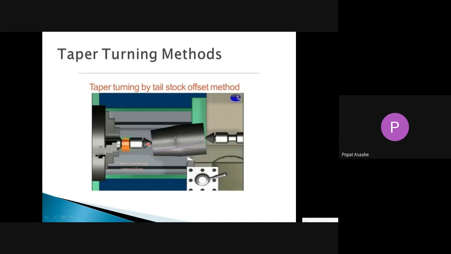Yes, anybody please tell me why that workpiece is looking inclined? Yes, hello, offset is given. Yes, Jadhav, please repeat once again.